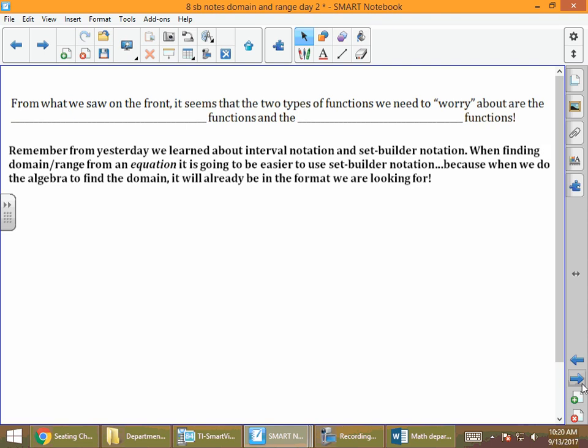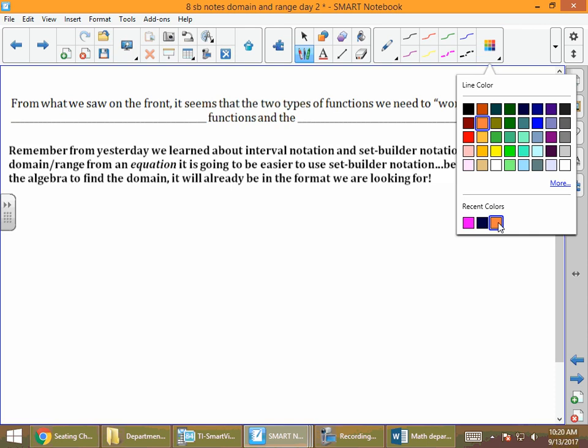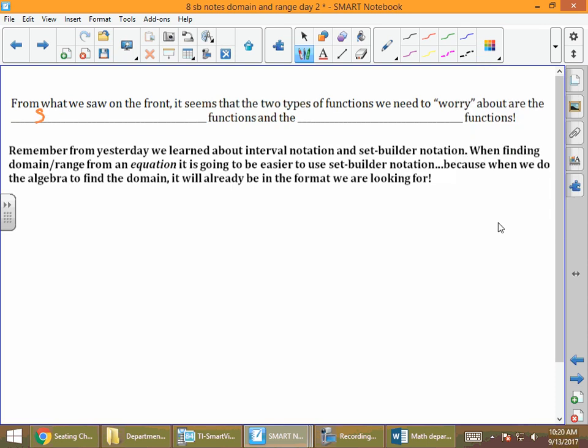from what we saw in the front, the first two weren't too bad. Linear and the quadratic, we're used to those. But we might worry about the other two, the square root function and the rational function. And like I say there in bold, sometimes it's better to use the set notation.